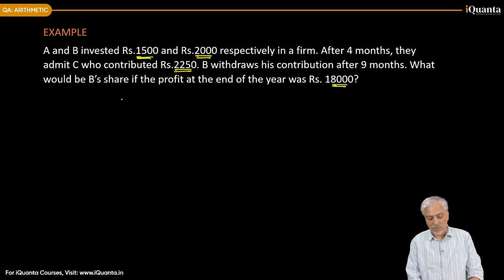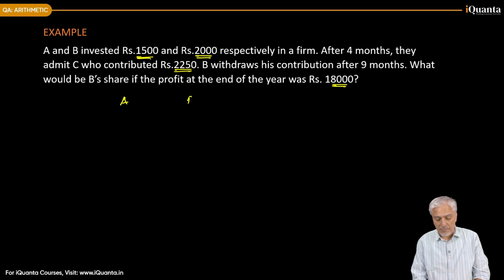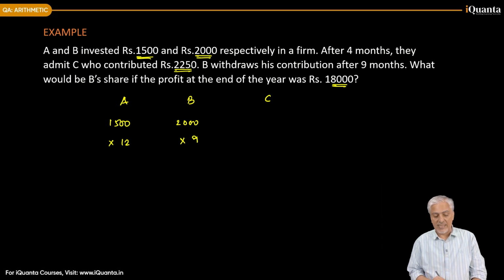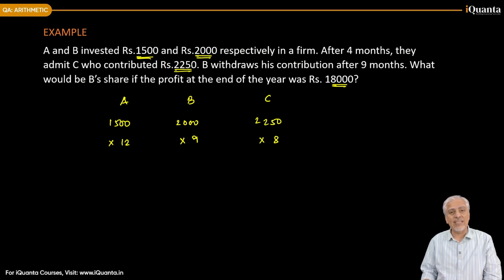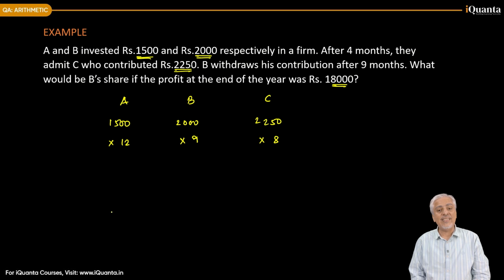So let's understand 3 people, A, B and C. A has invested 1500 rupees and nothing about A has been told. That means A did not leave the business at all. So A was there for the full 12 months. B has invested 2000 rupees but is there in the business for only 9 months. C joined 4 months late. That means C invested 2250 but was there in the business only for 8 months. And this is the ratio we need to find to divide 18,000 into.